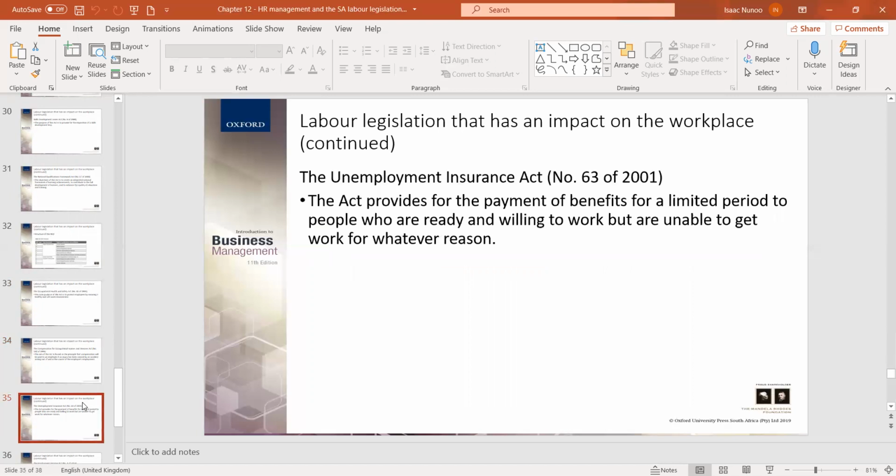And we can also talk about the Unemployment Insurance Act. This act provides for the payment of benefits for a limited period to people who are ready and willing to work but are unable to work for whatever reason. So people who are unemployed are entitled to certain benefits, and this act also spells those out.